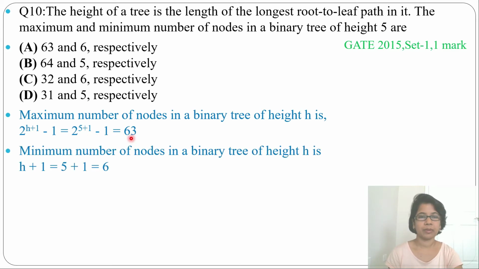So next, the minimum number of nodes in a binary tree of height h is h plus 1. It may be a left skew or right skew tree. So that will be h plus 1. So it is 5 plus 1, that is 6.